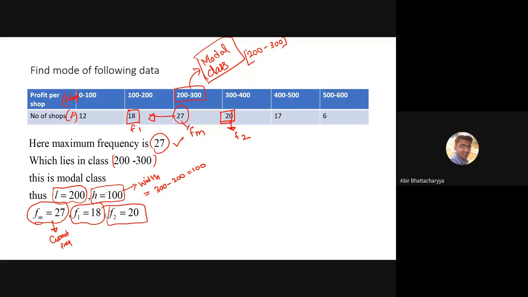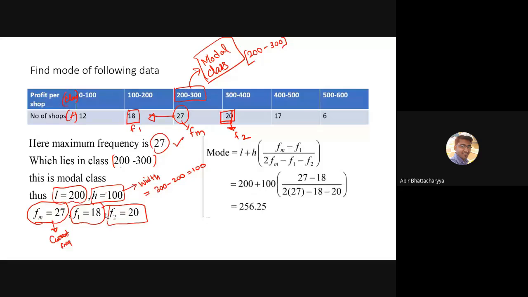Please write down C on the chat box if the data elements are clear. Now you just have to put it into the formula, and we'll get the results.